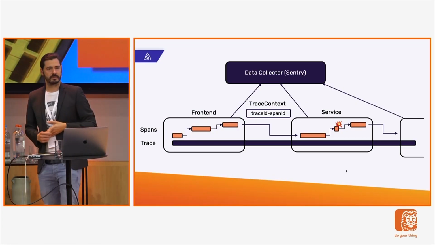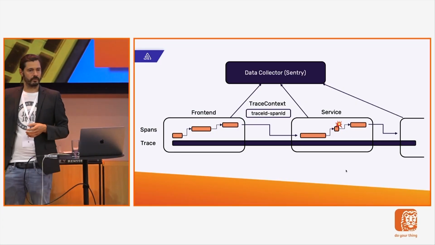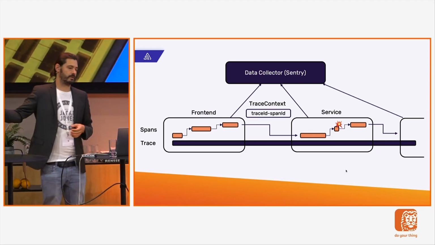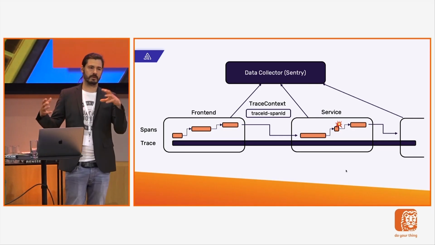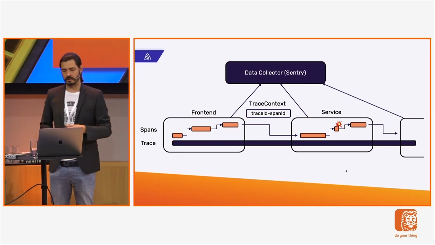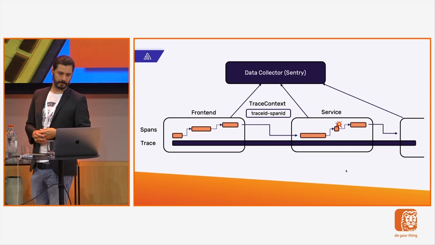Also, it could happen that somewhere along that chain of spans, an error occurs. And then we need to somehow match that error together with our trace data, and then be able to display that information to the user.